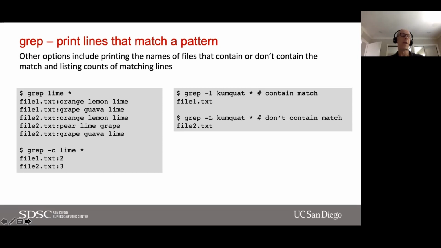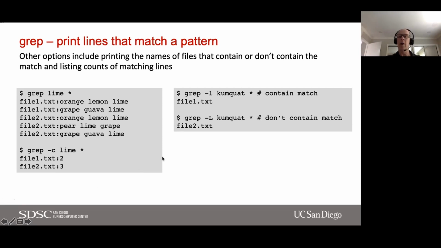Sometimes we just want to know, instead of getting the actual output, how many times we have a match in each file, or just whether or not that file contains the match. So again, if I did that grep lime *, I'll get the 2 matching lines from file1, the 3 matching lines from file2. If I do a grep -c lime *, I'm going to get counts. So in this case, it shows us that file1.txt had 2 matching lines and file2.txt had 3 matching lines.